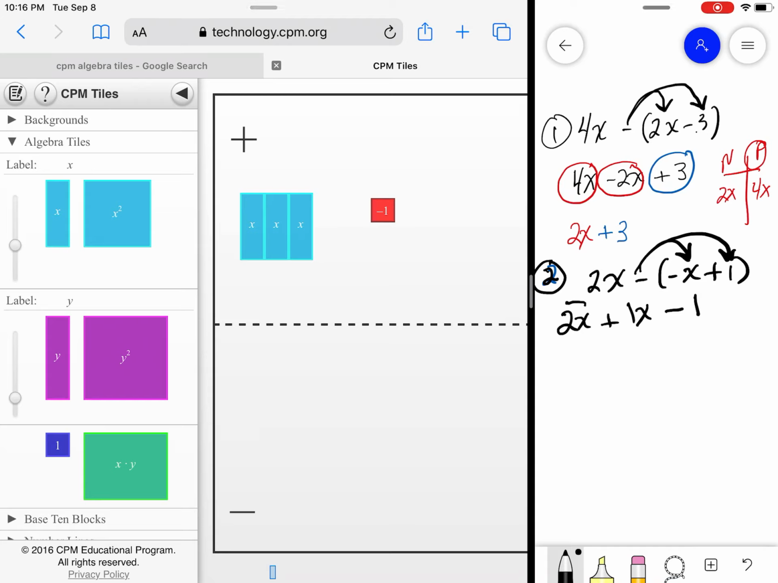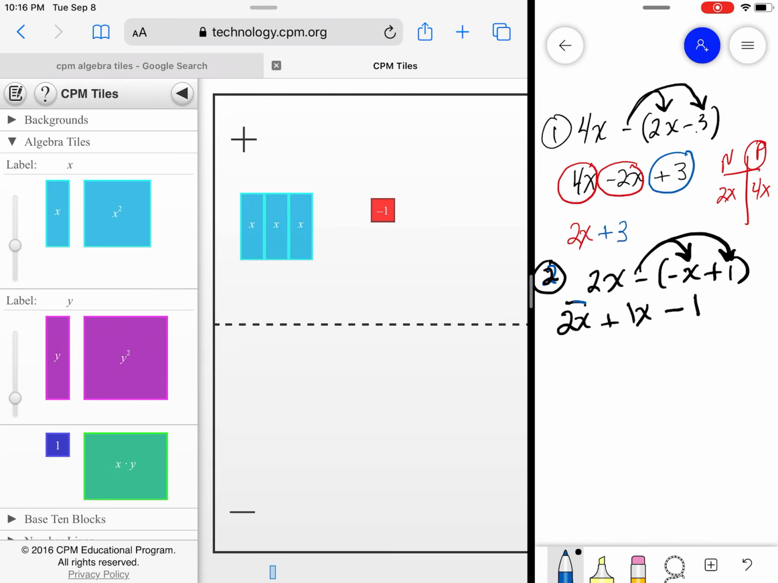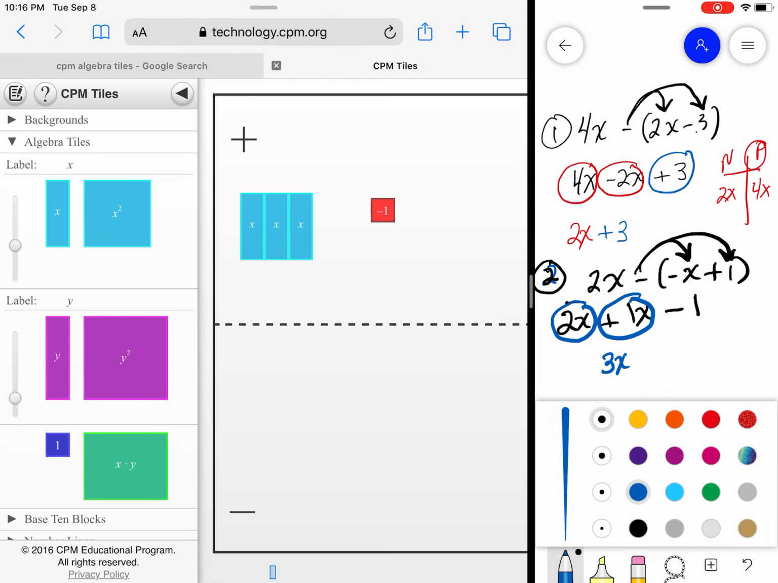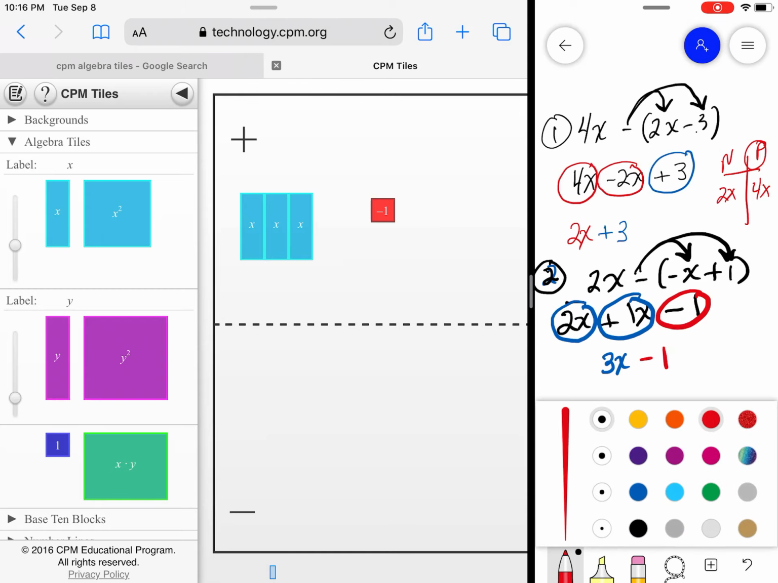When we look over here, let's get a color. So when we go ahead and circle our x's, we've got 2x here and 1x here. That makes a total of 3x. And then we have a single number here for negative 1, and that matches what we have over there for the algebra tiles. Okay, let's try one more.